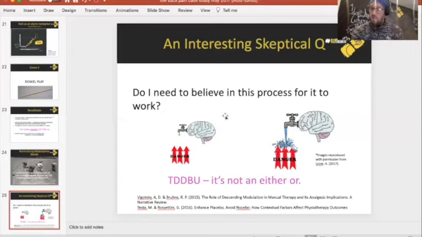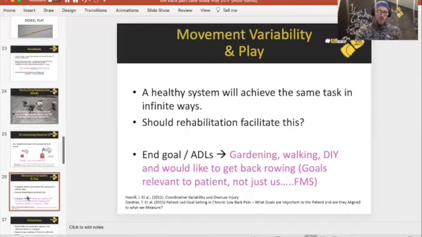And if we have a positive expectation of the process, then we have more chance of having a positive experience with the movement. And that is an honest discussion around placebo and nocebo. Top down, during, bottom up. It's not either, it's not or.